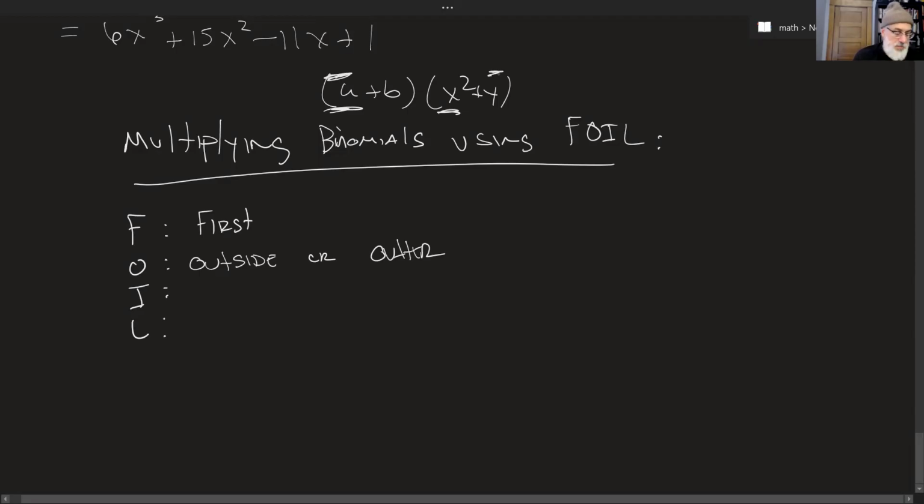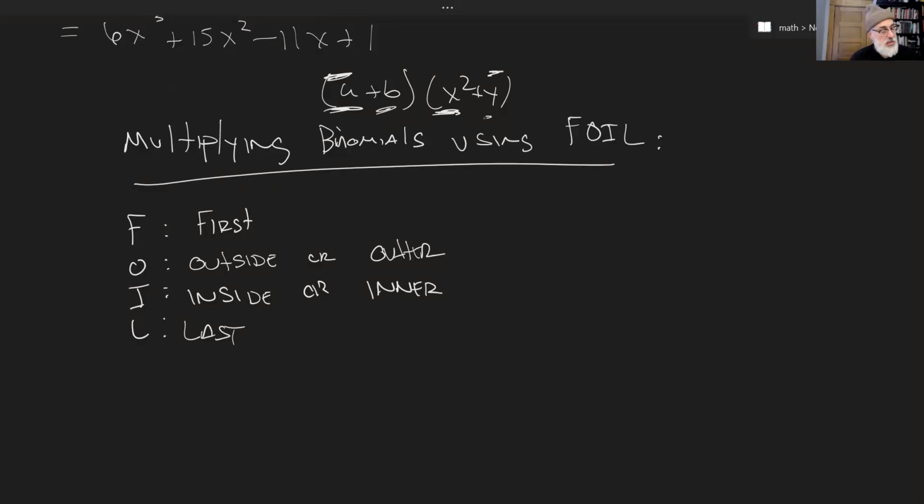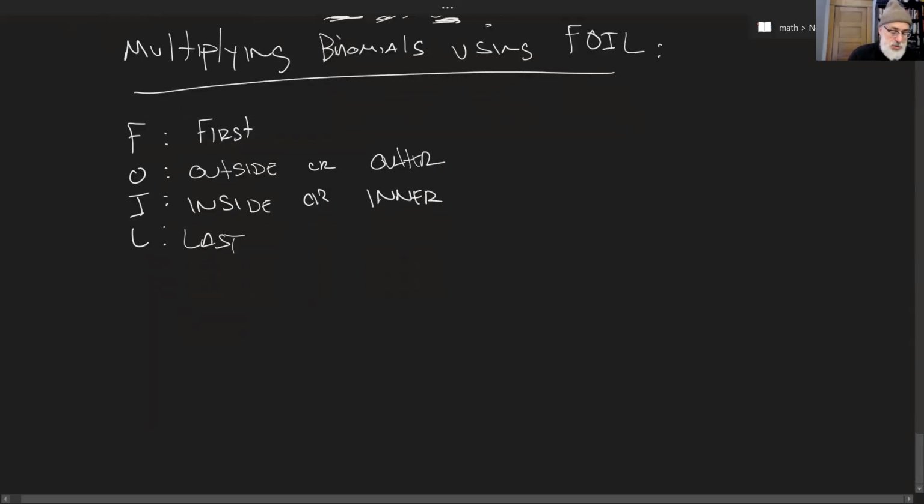Outer sounds odd to me, but I is inside or inner. And last for L. So the inside terms are this and this. The outside terms are b and y. So that's what FOIL means. Anytime you hear FOIL, think first, outer, inner, last. First, outside, inside, last. So let's look at an example.